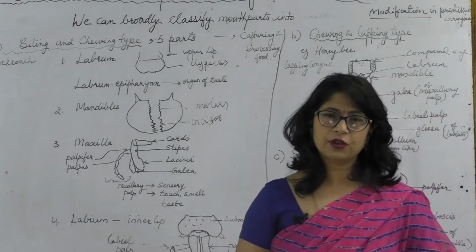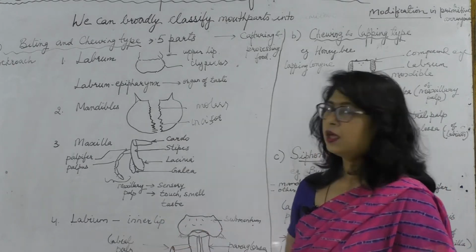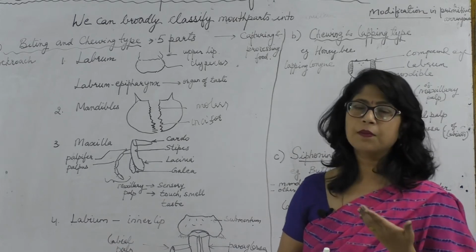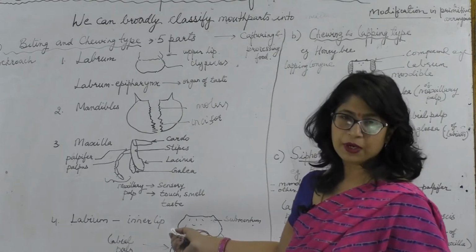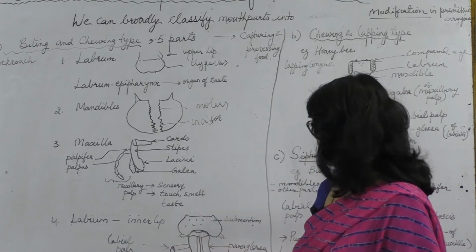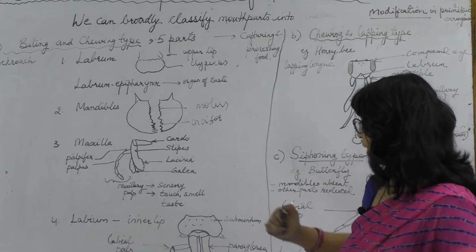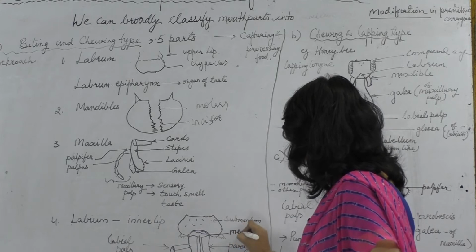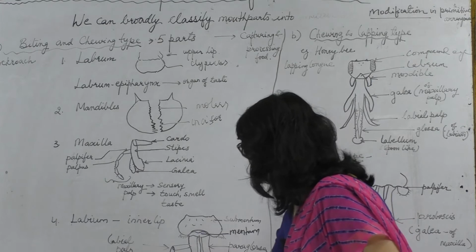The fourth structure of the mouth part is called the labium. It is also known as the inner lip, and it covers the buccal cavity from below and behind. It has 3 important structures known as submentum, mentum, and prementum.